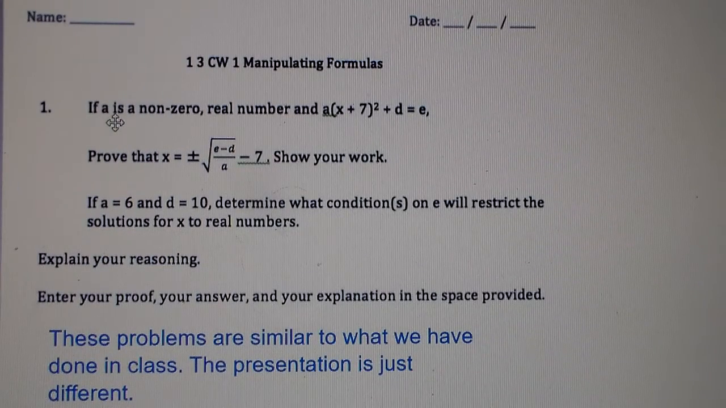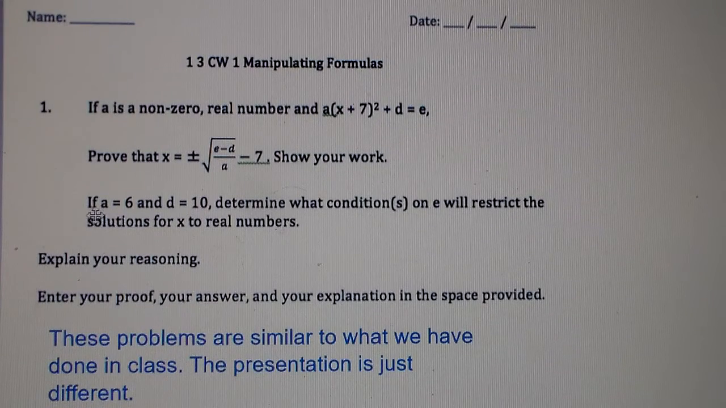It says, if a is a non-zero real number and a(x + 7)² + d = e, prove that x equals plus or minus the square root of (e − d)/a, then minus 7. You've got to show all your work. So what they're asking is, solve this equation for the variable x in this case.